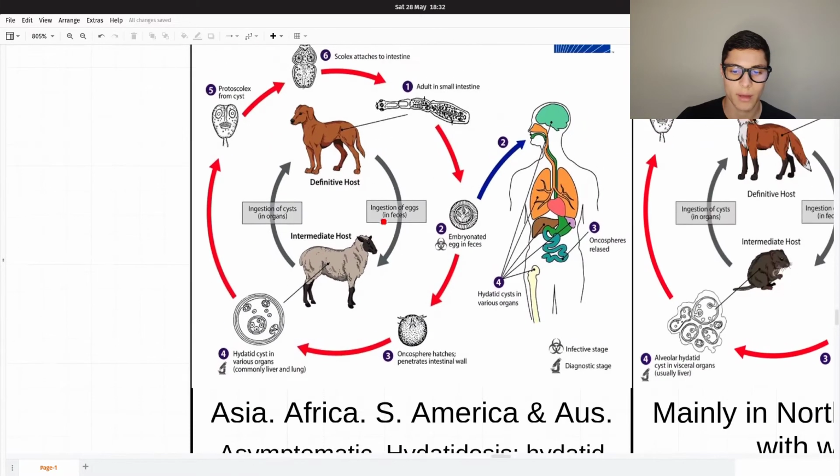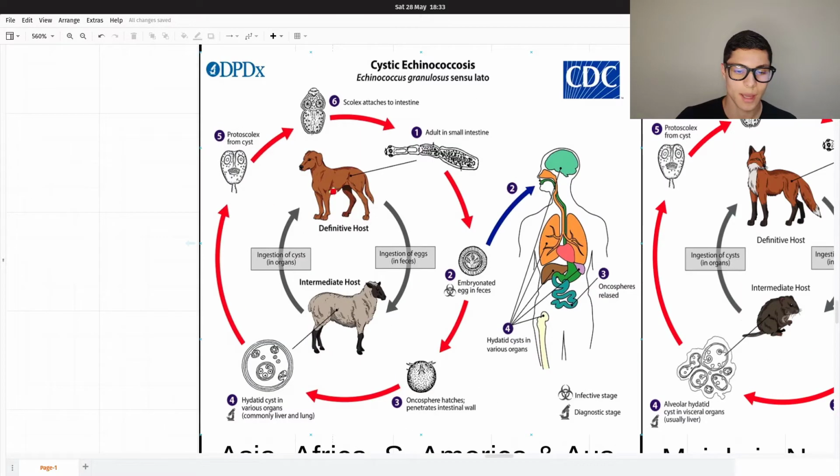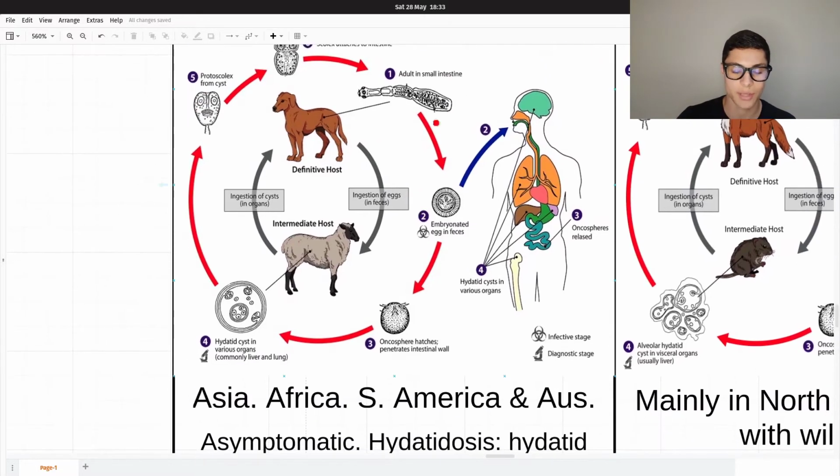So basically what we have here is that the dog has these eggs in feces. We ingest those eggs via fruits and veggies, and then they create the hydatid cysts in various organs. And then the dog, by ingestion of cysts in organs, for example of the sheep, can get the cysts back in their system, and inside the dog the protoscolex is formed. It starts to form from the cyst, and then it attaches to the intestine and it starts to create the adult as well, and the cycle repeats.